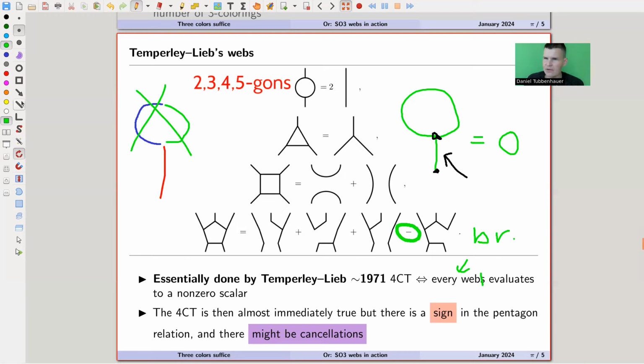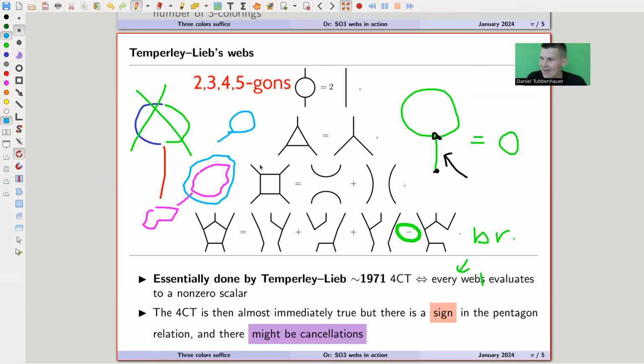And if you now think about the face removal rules, you have some complicated web and some bridge in the middle and some complicated web, and you can apply the face removal relations, for example, on this part until you hit a lollipop. So the lollipop kills the number of colorings, and the lollipop is exactly this bridgeless condition on the web. Okay. So then Temperley-Lieb essentially showed that every bridgeless web evaluates to a non-zero scalar is equivalent to the 4-color theorem.